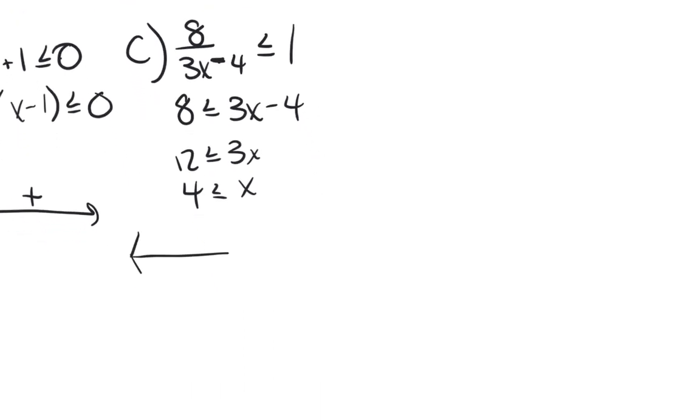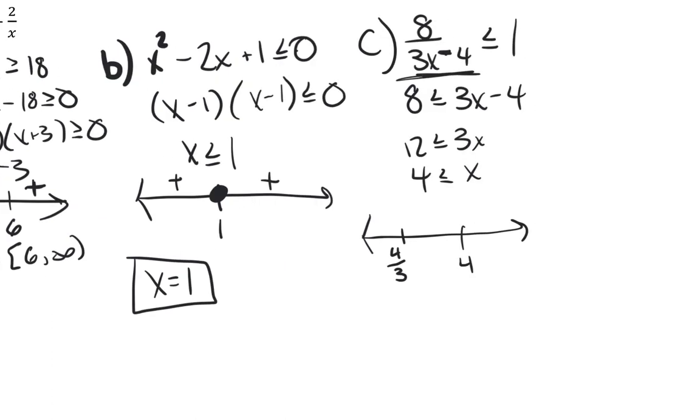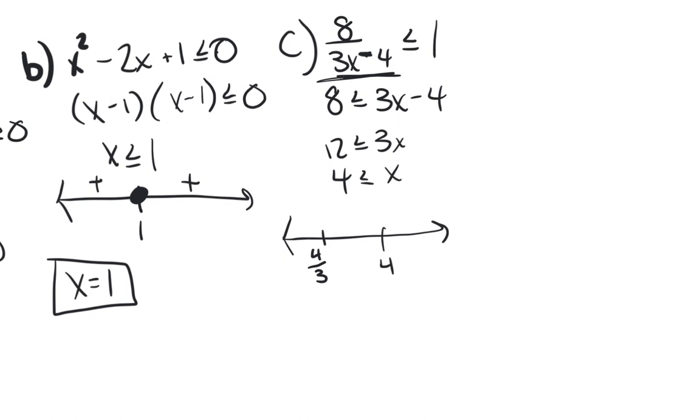So we draw our timeline, and we have 4. But what we also have to look at is our denominator, right? That denominator is 0 there, so there's an asymptote at 4/3. So if we look at our timeline, if we look at 0, that's over here, we get 8 divided by -4, and that's going to be -2, which is less than 1, so that's going to be below.